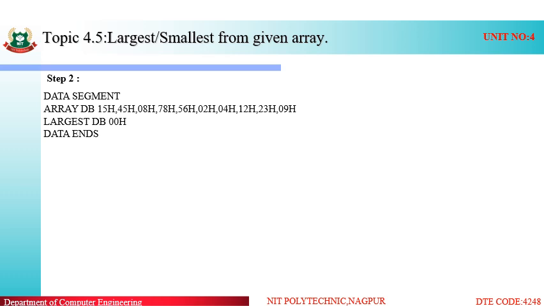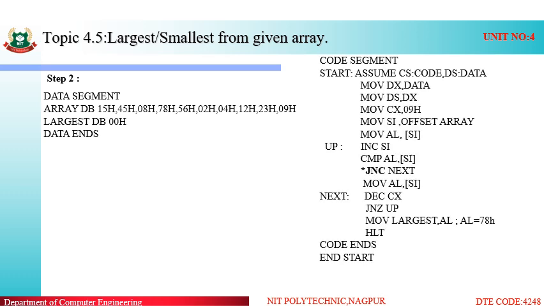So now coming to the code segment. So the code segment, first lines are same, that is assume CS code, DS as data, move AX comma data, move DS comma AX. These are used for initialization of the data segment. That means the data inside the data segment will now come inside our code segment. Now we can use that data inside our code segment.